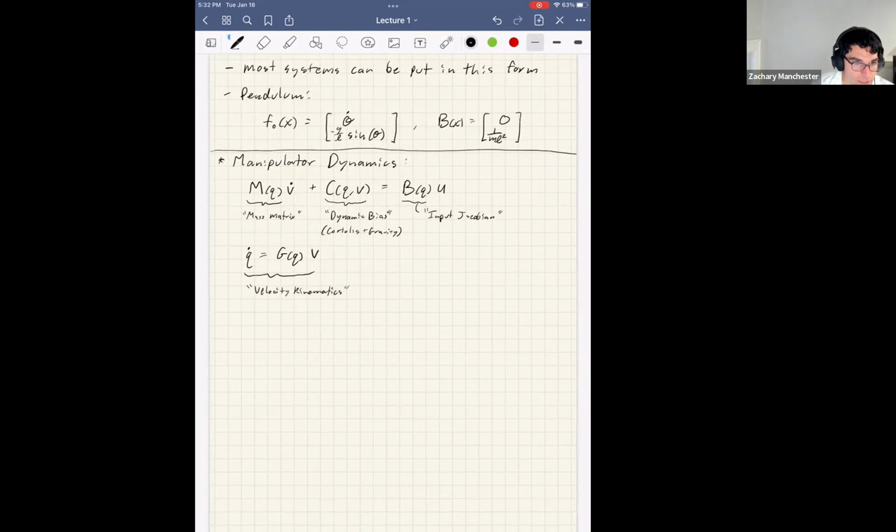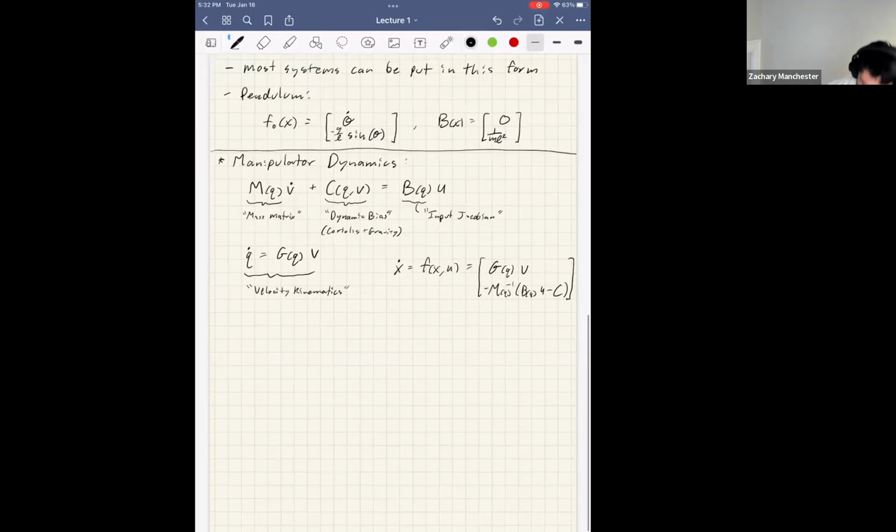Okay, so if we have a system in this form, we can always put it in our more generic form, like so. The velocity stuff is just G of Q times V, right? And then for the other stuff, we just take that manipulator equation and solve it for V dot. So we just move everything over. We're going to get minus M of Q inverse times B of Q U minus C. And I'll leave out the arguments there.